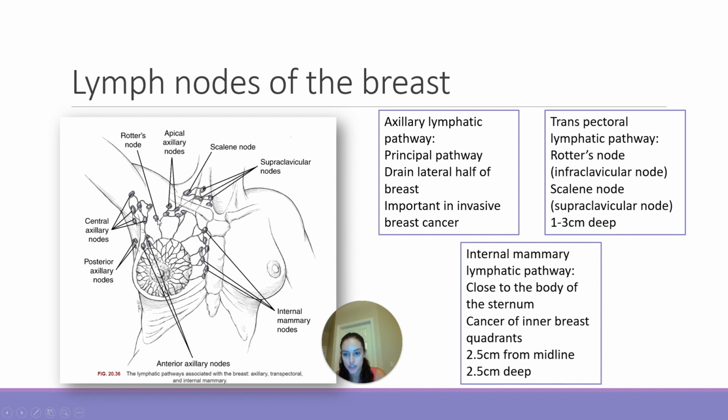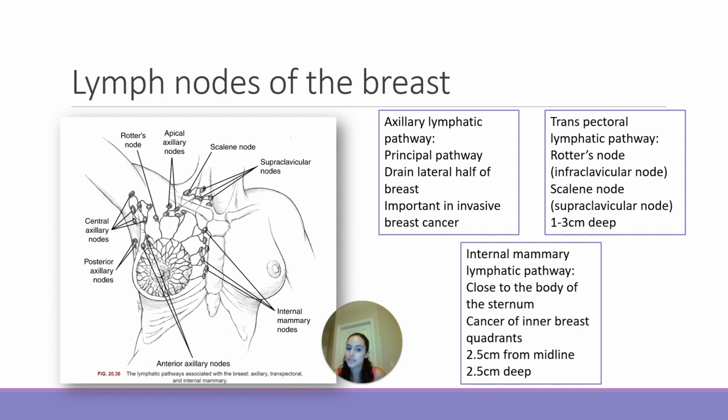In this case, they pictured it here. And the other important transpectoral lymph node that they want to point out is your scalene node. This is a supraclavicular node. And it sits right here above the clavicle, along with the other supraclavicular nodes. And these are found about 1 to 3 cm deep.